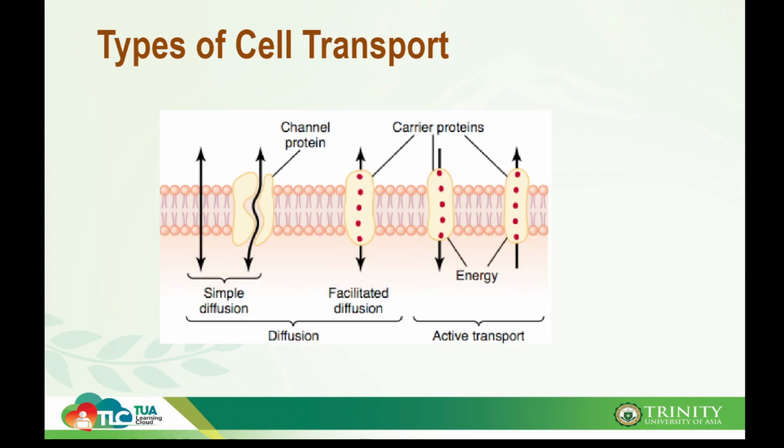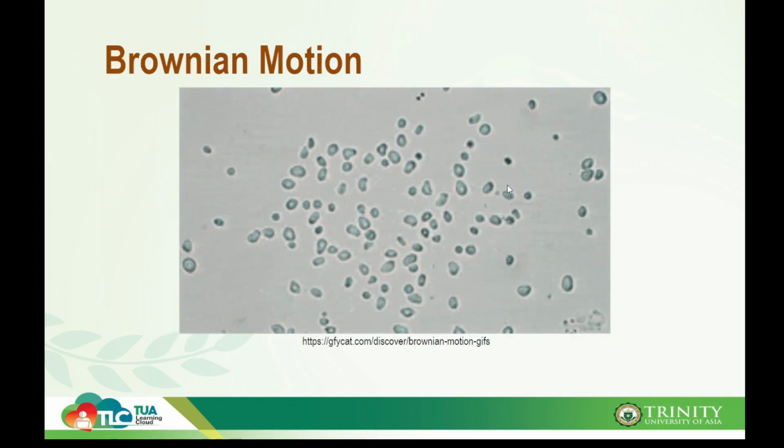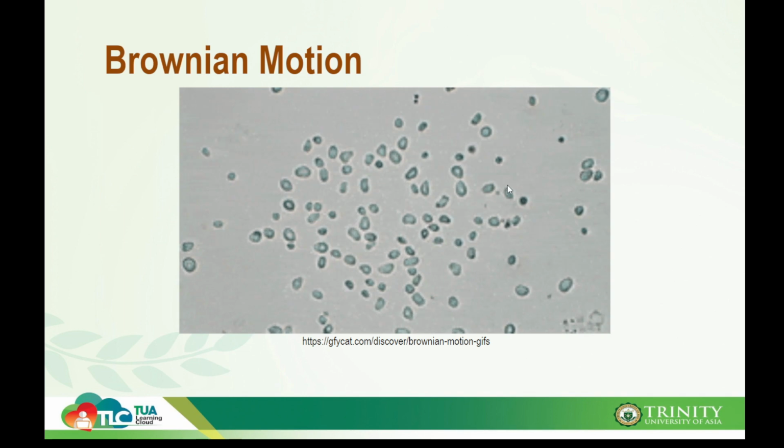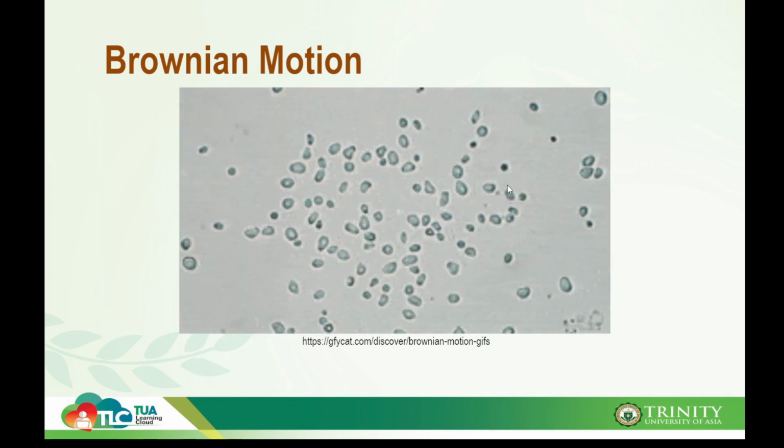Here is a better diagram showing us the different types of cell transport. Diffusion is actually an example of passive transport. We see here that in diffusion, there are two types: simple and facilitated. We'll go to that later. And for active, again, we said that there is a use of energy and a use as well of carrier proteins. More about that in a while. Now, I want to show you this image which shows cells having natural movement.